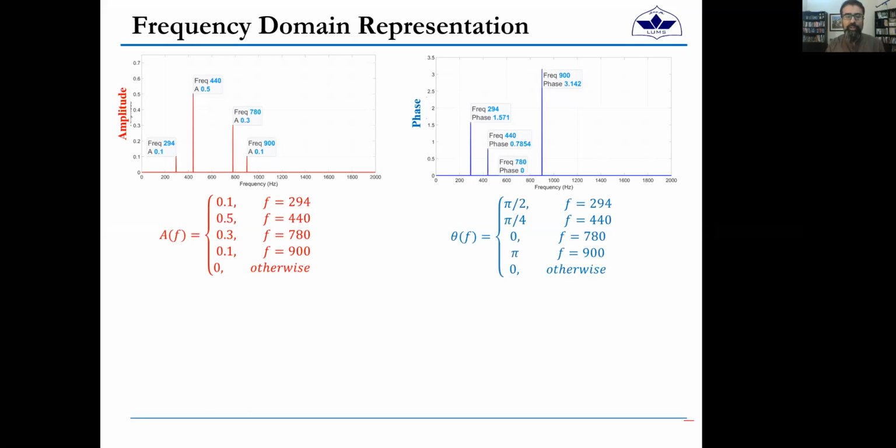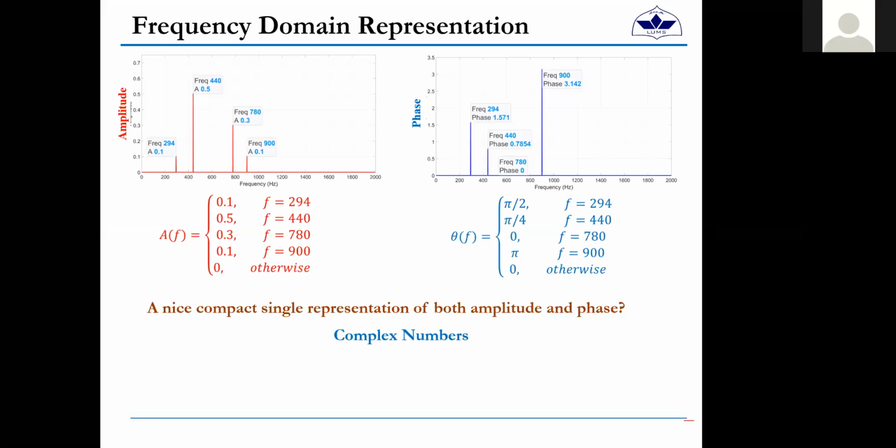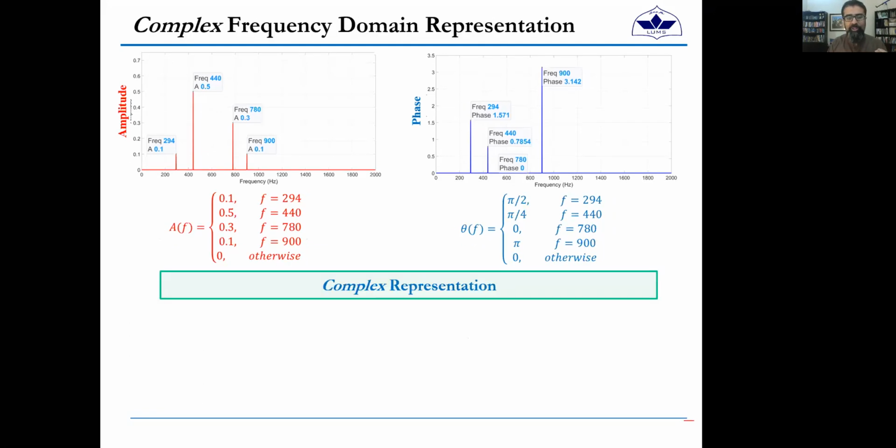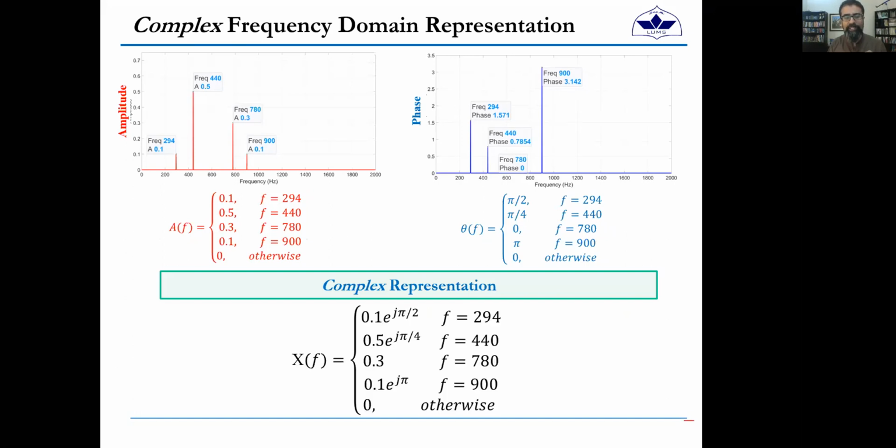Okay. So we're looking for a complex number here, and that nice compact representation, which gives you the amplitude as well as the phase, is something called a complex number, which is not necessarily further math. Complex numbers is a fundamental math topic which is not further math. Okay, so we're looking for a complex representation, right?